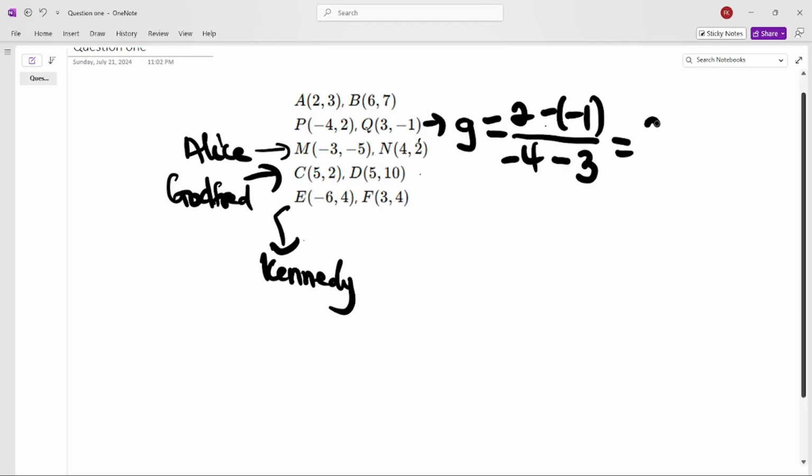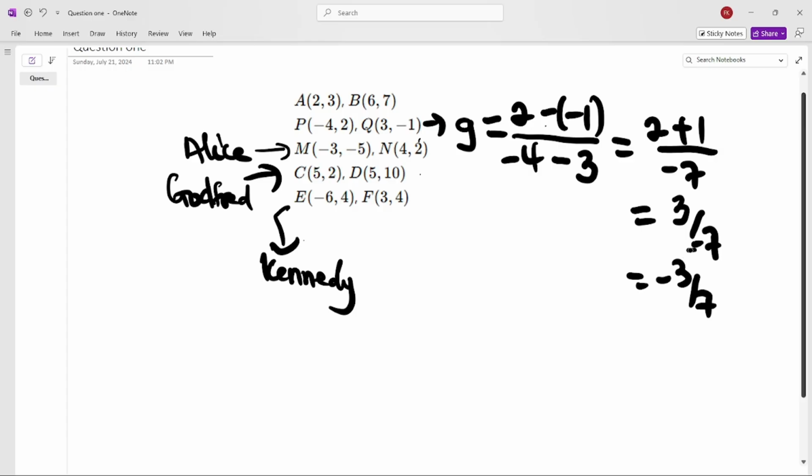That will give me 2 minus 1. That is 2 plus 1 all over. Negative 4 minus 3 is going to be negative 7. And that will give me 3 over negative 7, which is the same as negative 3 over 7. So this is the gradient for that particular line.